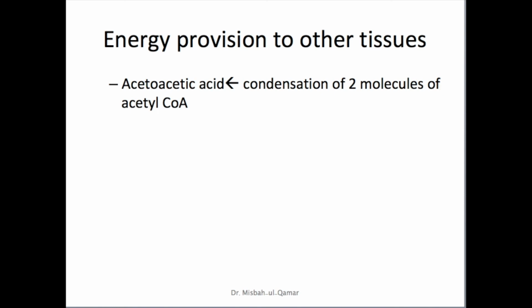Let's see now the liver's role in energy provision to other tissues. You see, the liver itself cannot use all the acetyl coenzyme A that is formed, so it is transported throughout the body in a highly soluble form, acetoacetic acid. This acetoacetic acid is formed by the condensation of two molecules of acetyl coenzyme A. And in tissues, it is reconverted to acetyl CoA and is oxidized for energy.